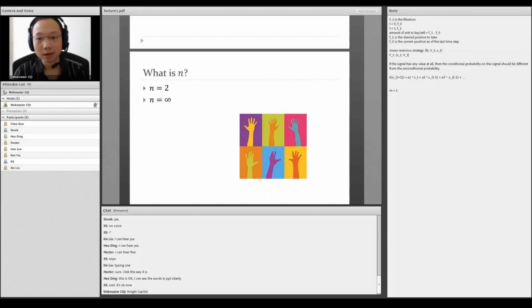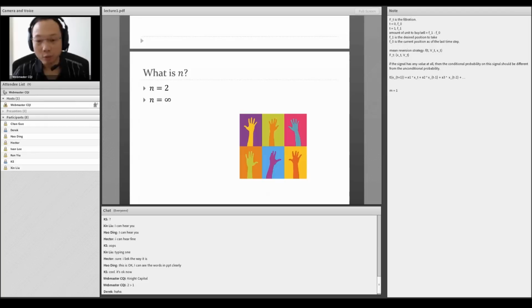2 is bigger than 1, right? Everybody can see that. And it's the smallest integer that is bigger than 1. So the smallest number that we can take for n is 2, okay? Why do we want to choose a smaller number for n?